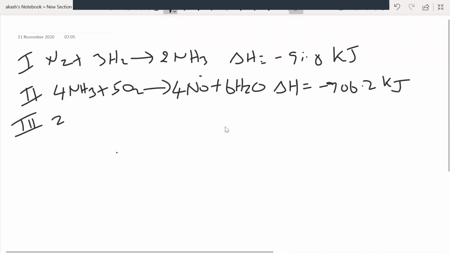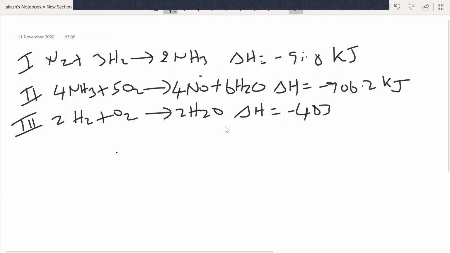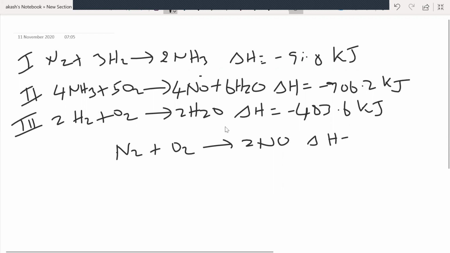And third reaction, you have 2H2 plus O2 gives 2H2O and delta H for this reaction is minus 483.6 kilojoules. Now what they're asking is, for this reaction, what is my delta H, right? So this is the question, people.